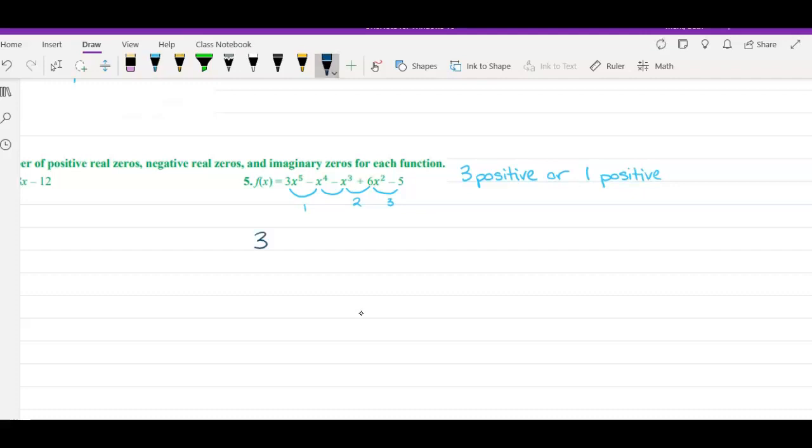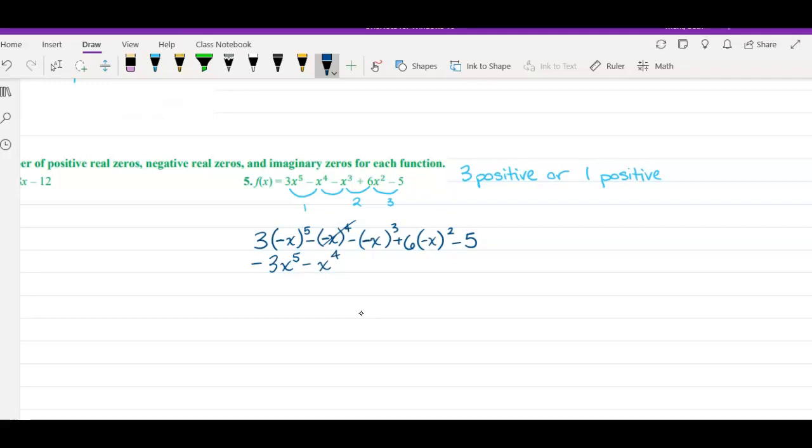Next, I'm going to rewrite this, but everywhere I see an x, I'm going to take it out and put parentheses. And then I'm going to go back and put a negative x in each of these parentheses. Negative raised to an odd power stays negative, so I have negative 3x to the 5th. Negative raised to an even power becomes positive, but there's a negative out front, so I still have negative x to the 4th.